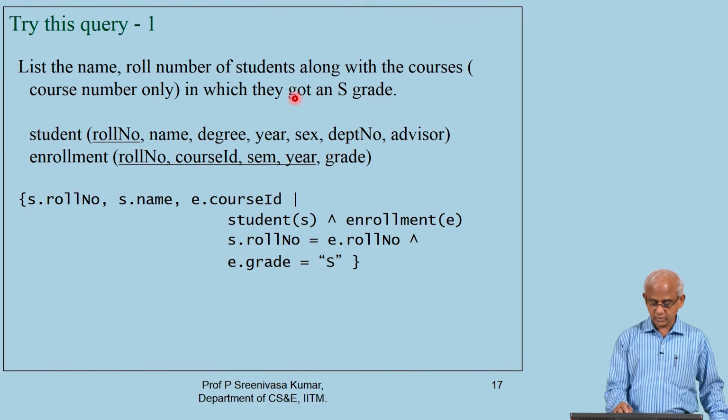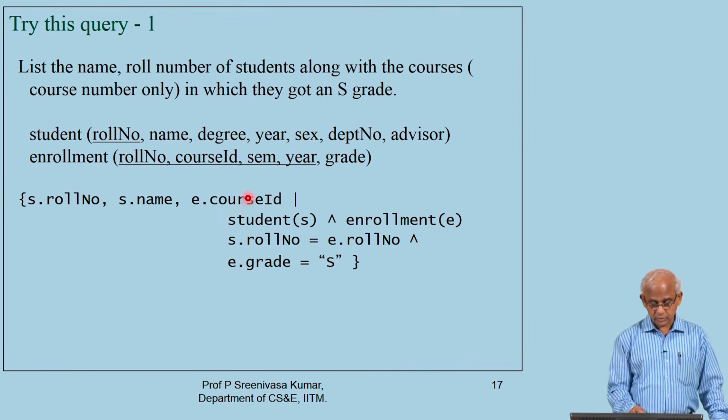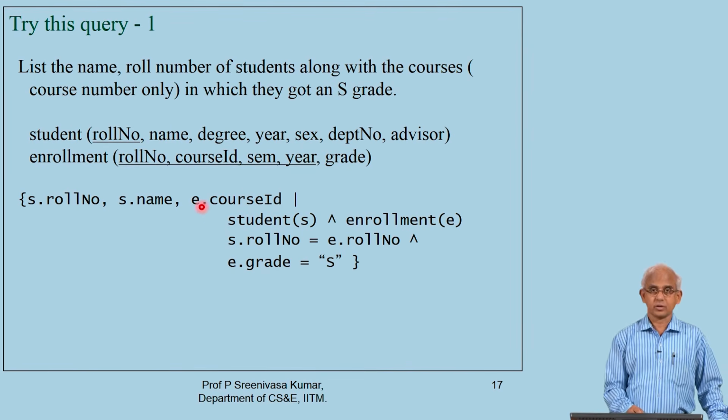then we know that it corresponds to a student who has got an S grade in some course, and so we will report the name of the student, the roll number of the student, and also the course ID. So, notice that in all the courses in which that particular student has obtained an S grade, his name and the course ID will be reported. Okay. So, this is a relatively simple query.